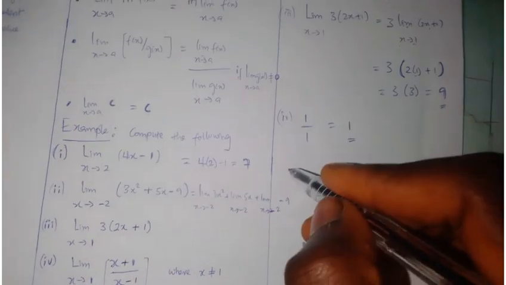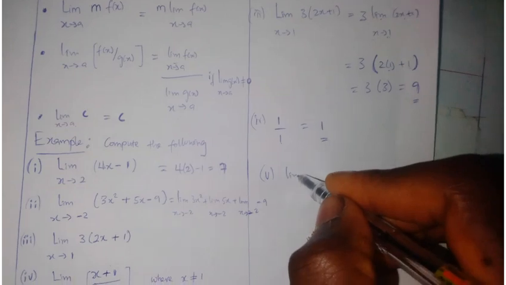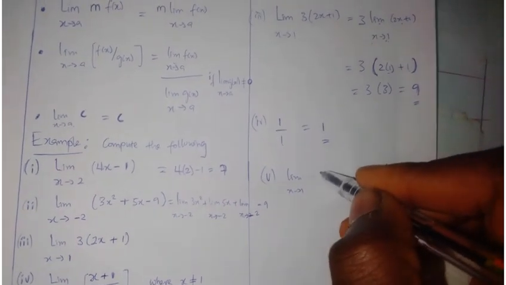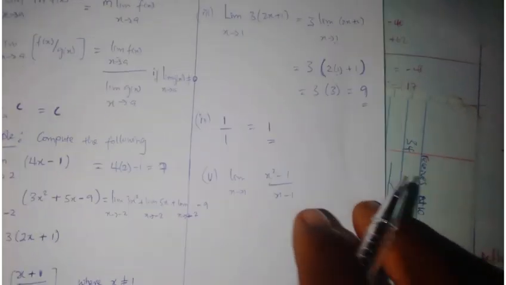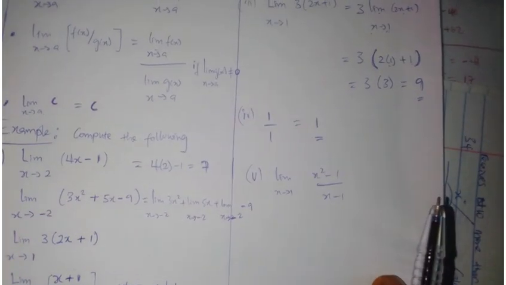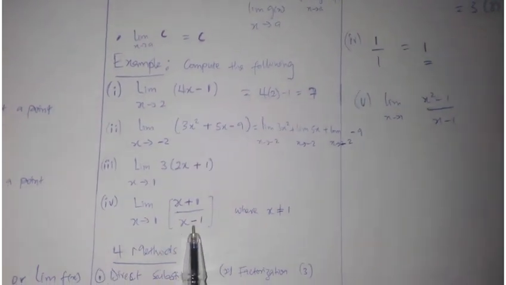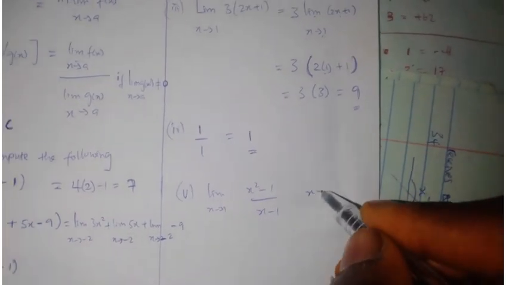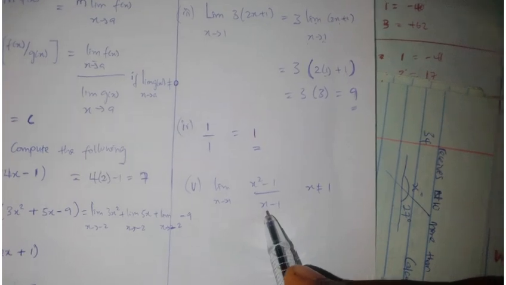Okay, let me look for a question where factorization will work. Limit as x tends to 1 of x squared minus 1 over x minus 1. Now, it is similar. What is the difference? The difference is that this is x squared minus 1, this is x minus 1. In this case also, x here must not be equal to 1. Because if x is equal to 1, this is 0.